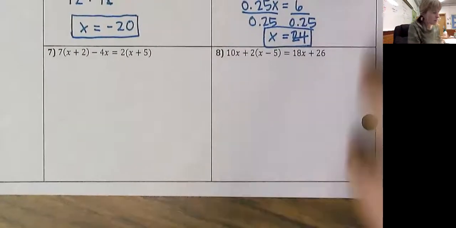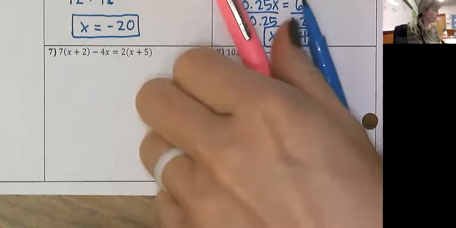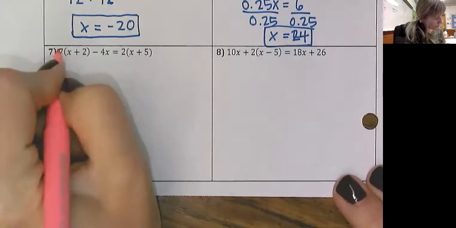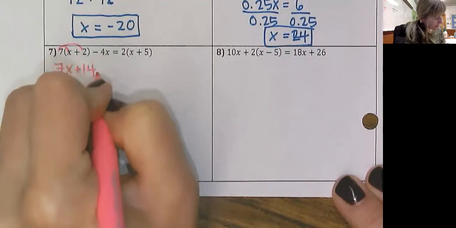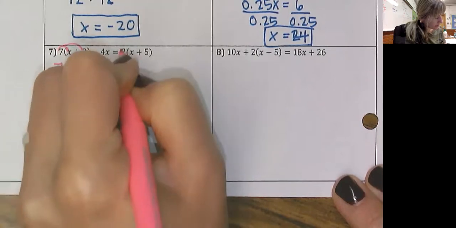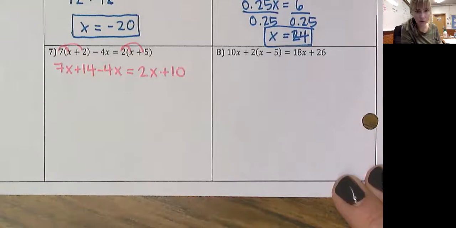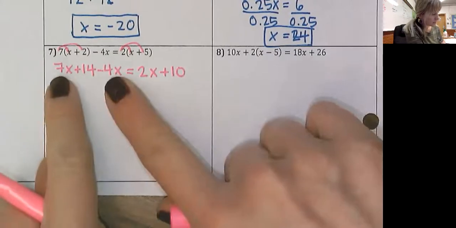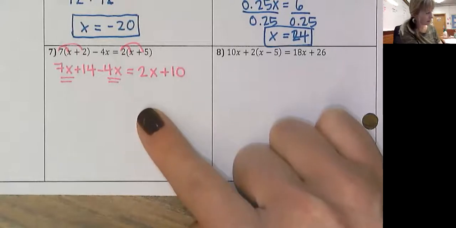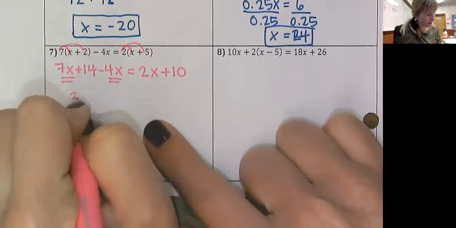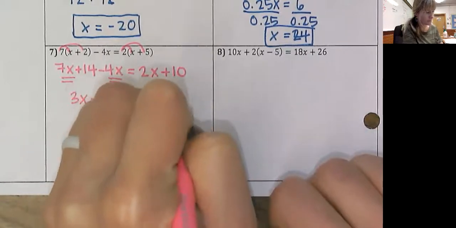If you have any questions about these or you didn't get to these, please let me know. Whoa, lots of cleanup here. Look what I have to do first. Okay, here I go. I'm going to distribute right here 7x plus 14 minus 4x. I'm going to distribute right here 2x plus 10. Remember distributive property? These variables are on the same side. Same side. So what do I do if they're on the same side? Just combine them. 3x plus 14 equals 2x plus 10.